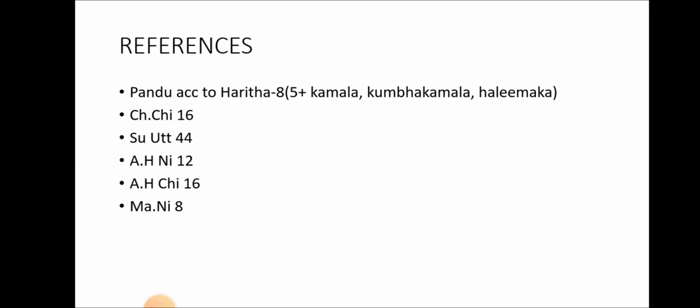So in Harita Samhita, he accepts Kamala etc. just as a part of Panduroga. And according to Harita, Panduroga is of 8 types. That is Vata, Pitta, Kapha, Sannipata, Mridbhakshanajanya, Kamala, and Halimaka. Kamala and Halimaka are types of Panduroga according to Harita Samhita. Total 8 types he mentioned.